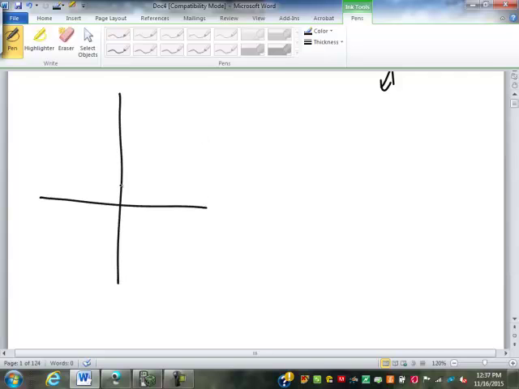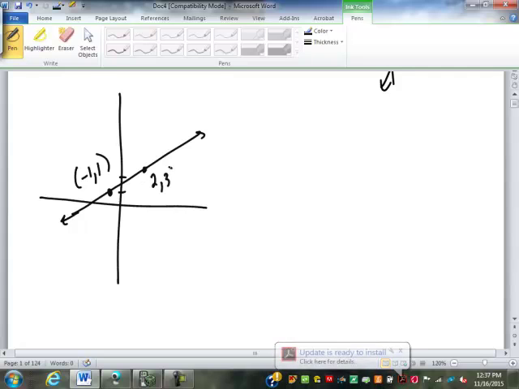So if I ask you, let's say I have a line that's something like this. And there's a point right here, negative 1, 1. And there's a point right here at 2, 3. How can I find the slope of that line? Well, I've got two options. I could draw in this rise and run, right? What would the rise be? 2, from 1 up to 3. And the run would be 3, right? From negative 1 to positive 2.